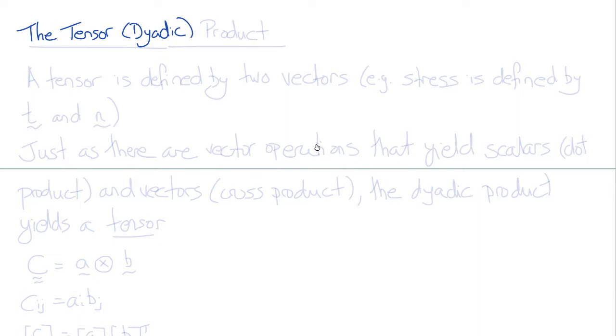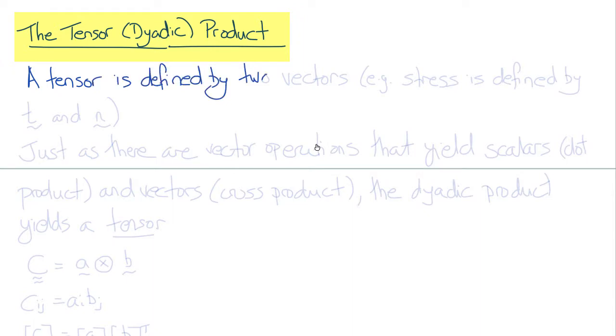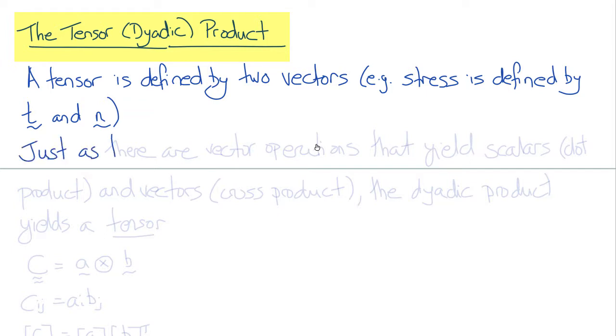So now let's move on to a new notation, which is the tensor or dyadic product. Again, the name tensor product refers to the result of the operation. The name dyadic refers to the operator. So we've said before that a tensor is defined by two vectors. For example, the stress tensor is defined by the traction vector t, which has units of force per unit area, and a unit normal vector n, which is dimensionless. We'll be introduced to other tensors as the course goes on.